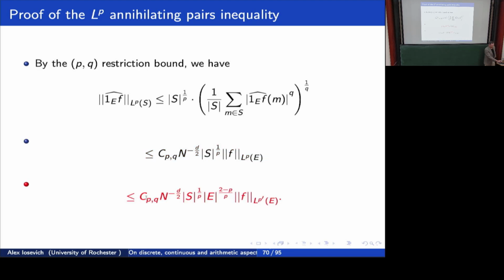Okay? And this brings us up to CPQ n to the minus D over 2. So we are going up from LP to LP prime. For the same reason as always. We never, in these sorts of calculations, we never want to get stuck below 2. Okay? So we map up from LP to LP prime, and the price that we pay is the size of E raised to the power of 2 minus P over P.